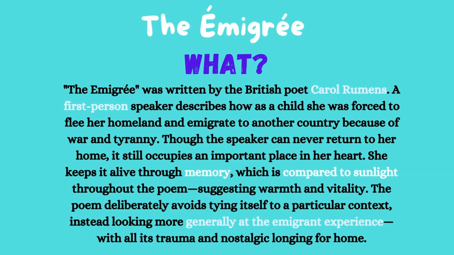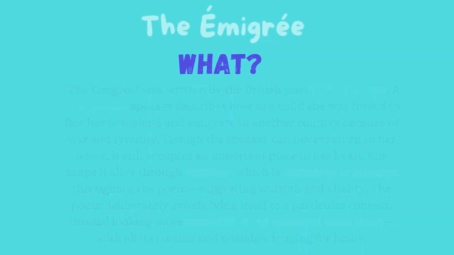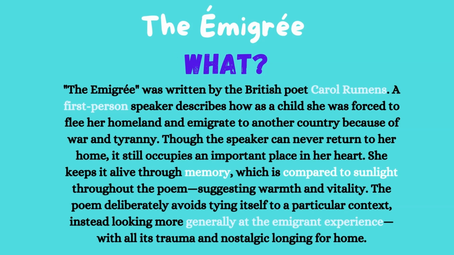She keeps it alive through memory, which is compared to sunlight throughout the poem, suggesting warmth and vitality. The poem deliberately avoids tying itself to a particular context, instead looking more generally at the immigrant experience, with all its trauma and nostalgic longing for home.